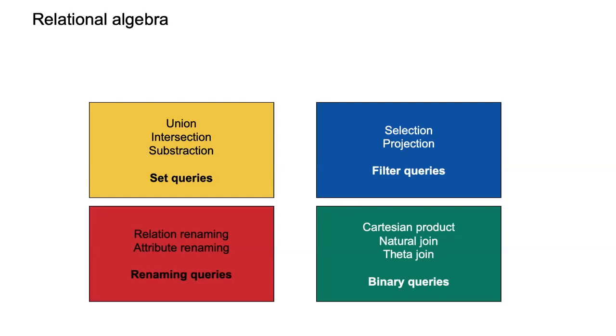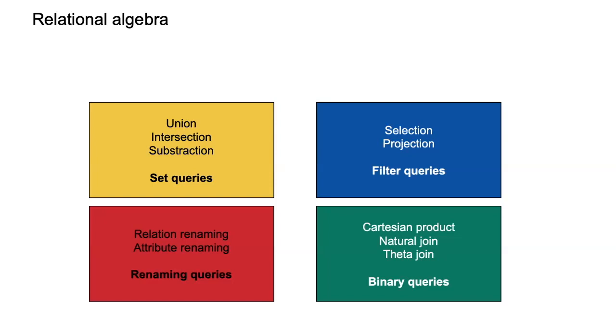You can rename attributes and relations, and you also have these binary queries in the sense that they have data coming from multiple sources, multiple tables, so you can do the Cartesian product. Be careful though with the Cartesian product. If you have a billion tuples here and a billion tuples there, and you do the Cartesian product, you're going to crash your machine, right? So always keep that in mind.